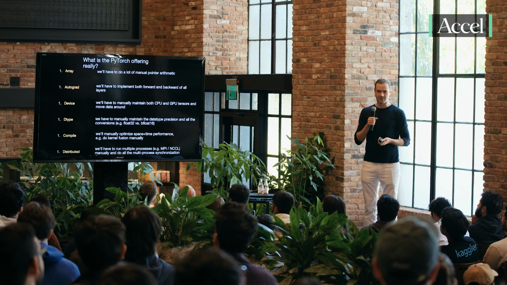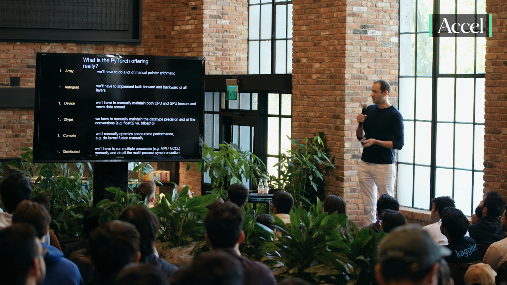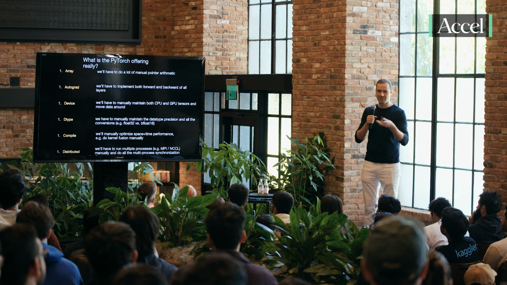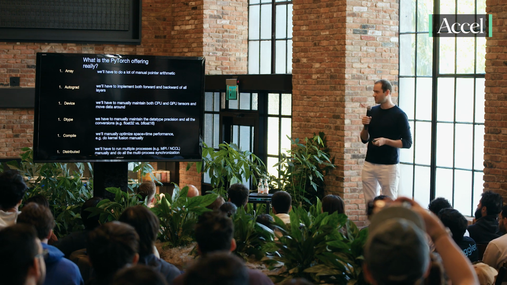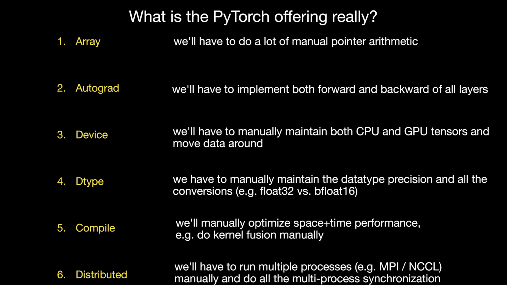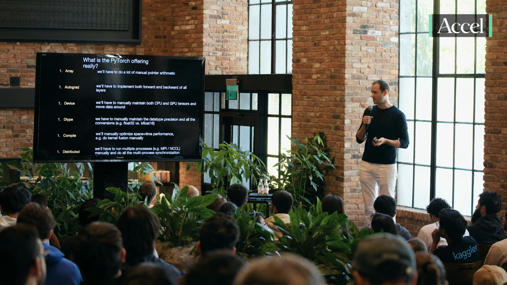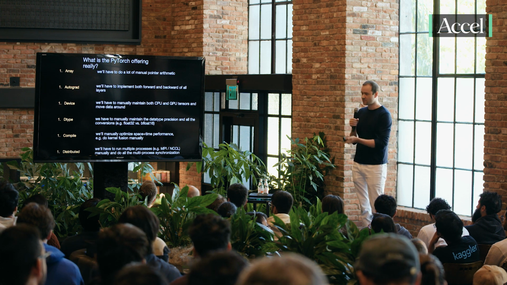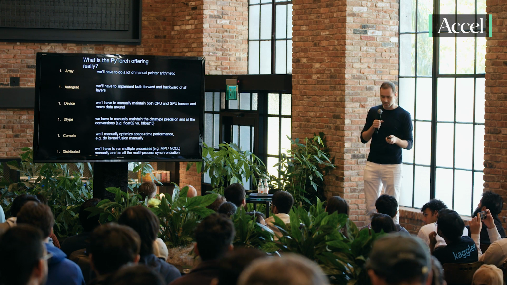Second, we're getting autograd for free. If we don't have autograd, we need to do forward and backward passes of all the layers. We don't have device, so we have to worry about memory being on the host or on the device and shuttling memory around between CPU and GPU and so on. We don't have simple dtype conversions, so we have to be very mindful what tensors are stored in what precisions and convert explicitly between them. We don't have Torch Compile, so we're going to have to do all the kernel fusions that we want manually, and optimize for space and time performance manually. And finally, we don't have distributed, so we're going to have to manually spin up all of our processes, make sure that they can find each other, communicate with NCCL, etc.